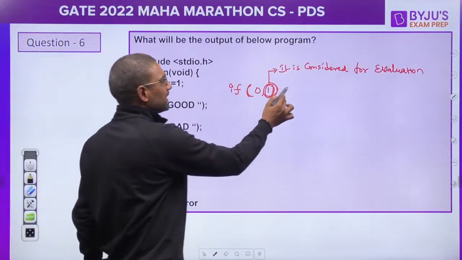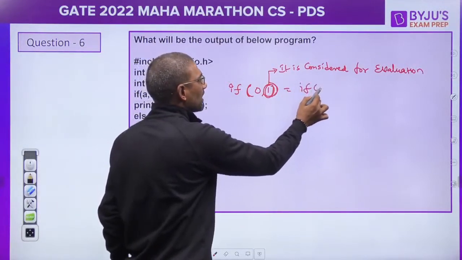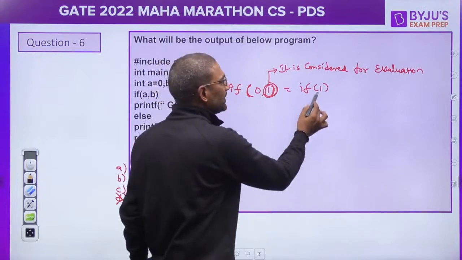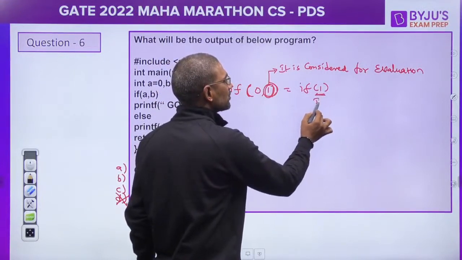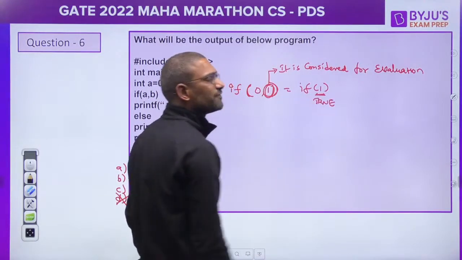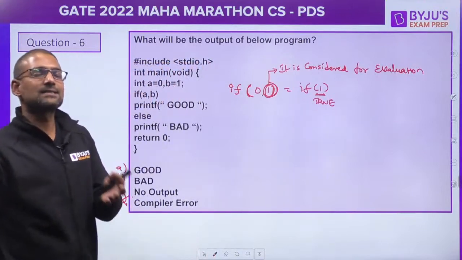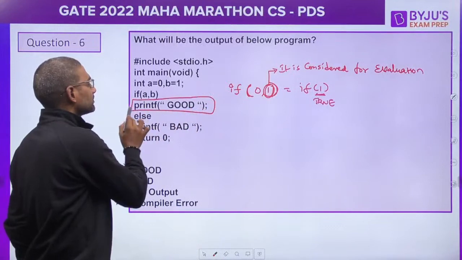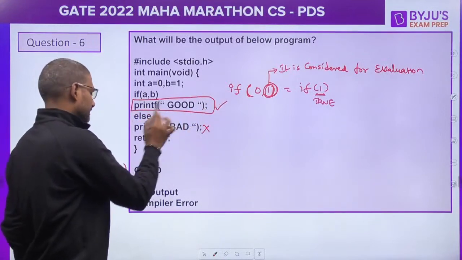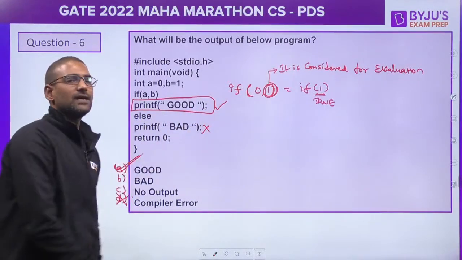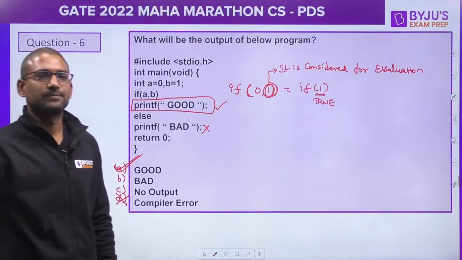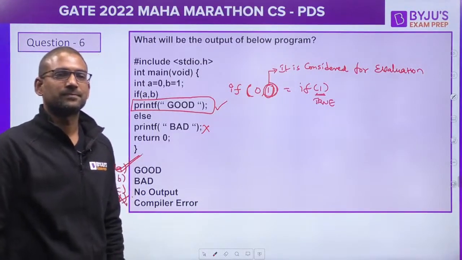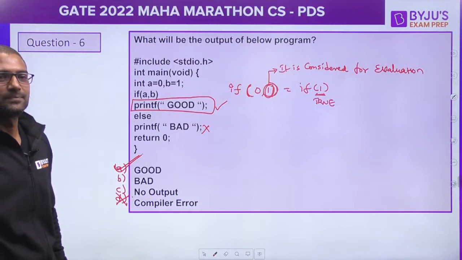So it is like if of 1. 1 means non-zero, that means true. So if gets executed, else gets neglected. So printf good, this gets executed. So option A is correct. Right?